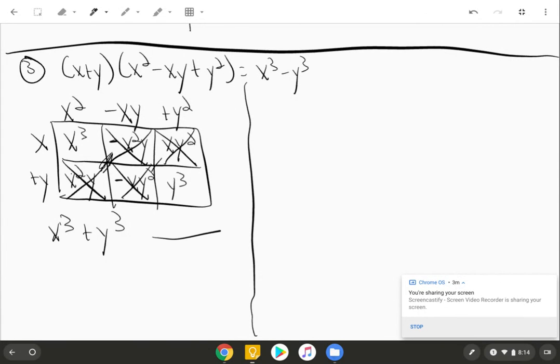And if I compare that to the right-hand side, x cubed plus y cubed and x cubed minus y cubed are not equivalent expressions. The plus and the minus make a difference. So is number three an identity? The answer is no, it is not.